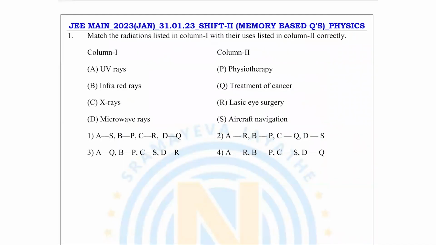All right, this is question number 1. This is based on match the column. We have to match the entries in column 1 to column 2. This is from the chapter of electromagnetic waves. Here we are to mark out the uses of the different radiations.